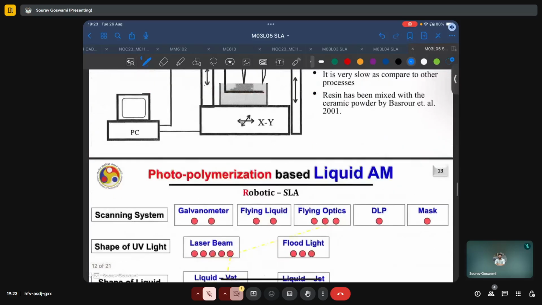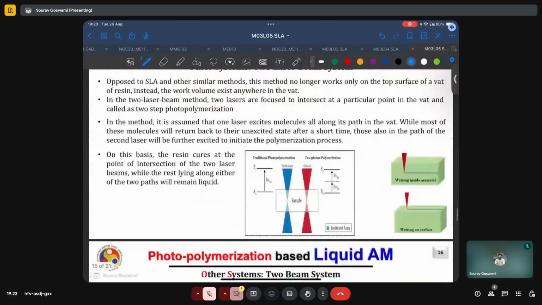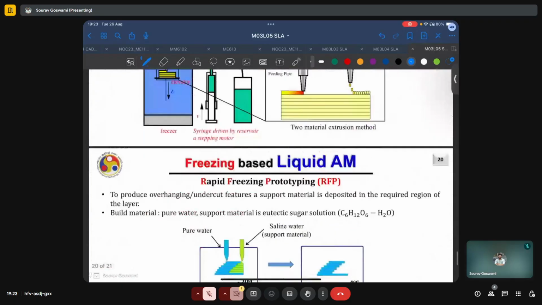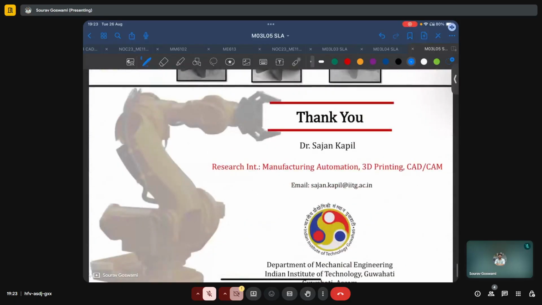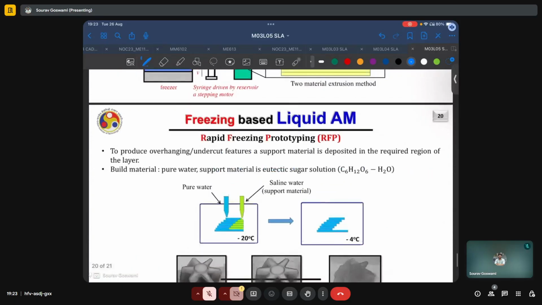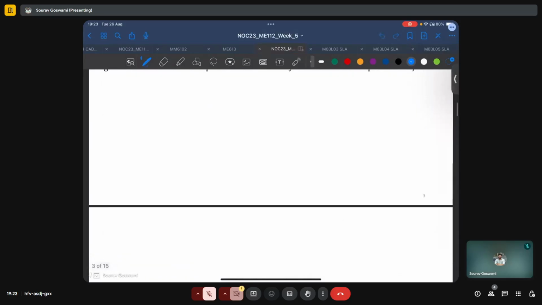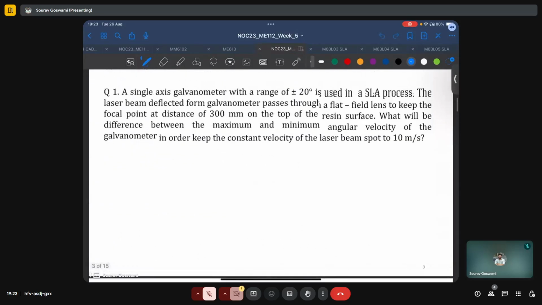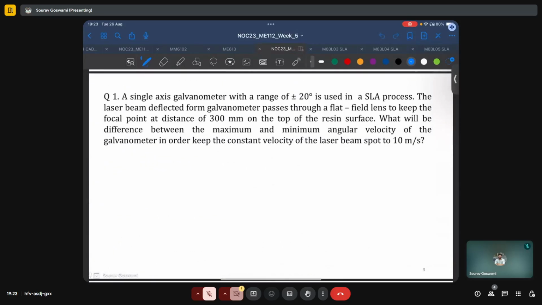There are a couple of other niche processes, but they are not really well commercialized. And Professor Kapil has described them in good detail. So we'll just take a short break here, and when we return, we'll be solving a few numerical examples which will help us with the assignments for this week. So let us meet in some time.